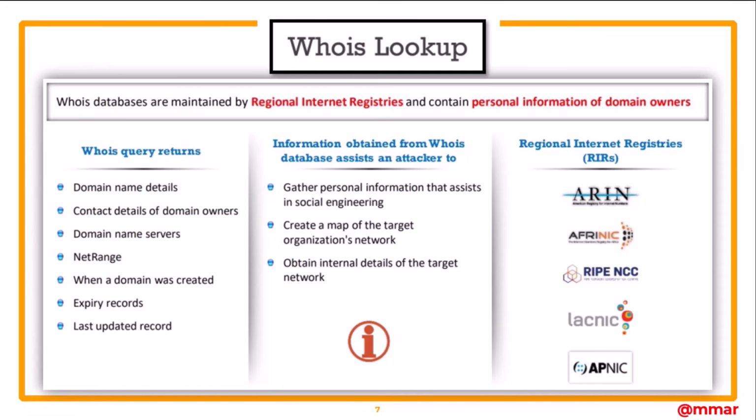A typical whois query can return a wealth of key data points, including contact details of the owners, which could be their name, address, phone number, and email. We see the domain name servers and net range, giving us clues about the hosting infrastructure, and vital creation, expiry, and last updated records, providing a timeline of the domain's activity.